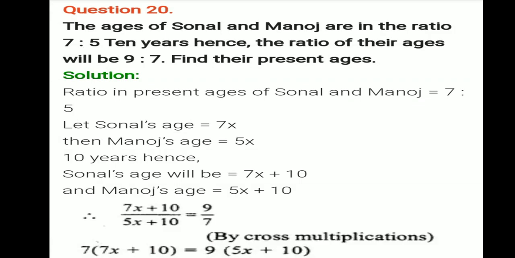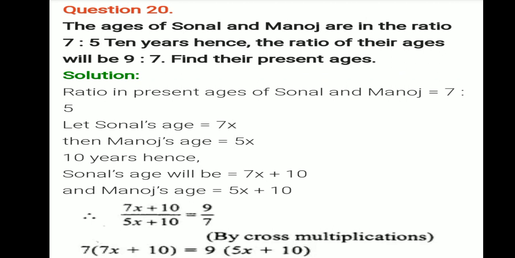Now moving to the next question, you will also get the sum of ages. In this question we will be using the concept of ratio also. You have done ratio in your class 6th. First they said that Sonali and Manoj are in the ratio 7:5. It means, let the present ages of Sonal and Manoj be 7x and 5x.